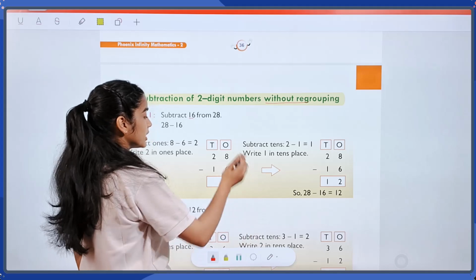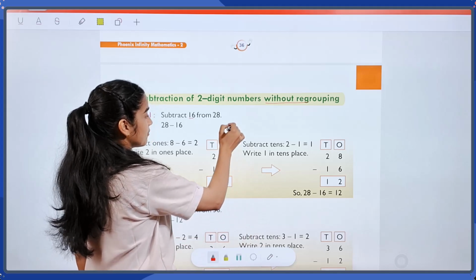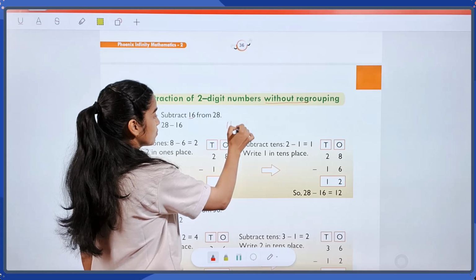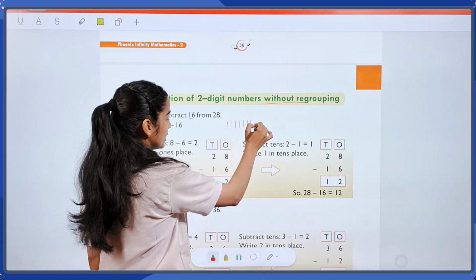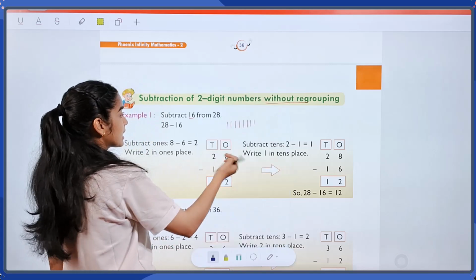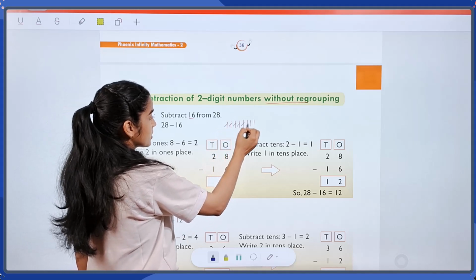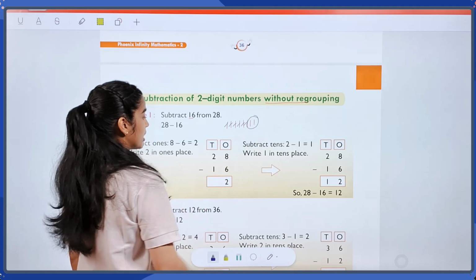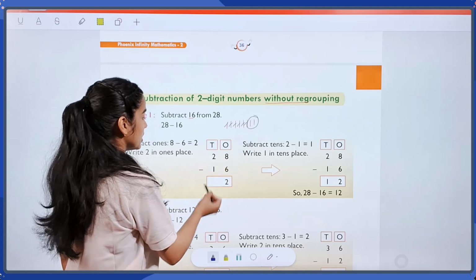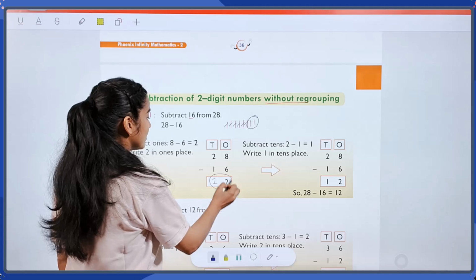You can use your vertical method also here. First you have to draw 8 lines. 1, 2, 3, 4, 5, 6, 7, 8. Now you can subtract and cancel out 6 lines from it. So 1, 2, 3, 4, 5, 6. How many are left? Only 2. So your answer will be 2. Now 2 minus 1 is, we all know, 1. So the end result is 12.